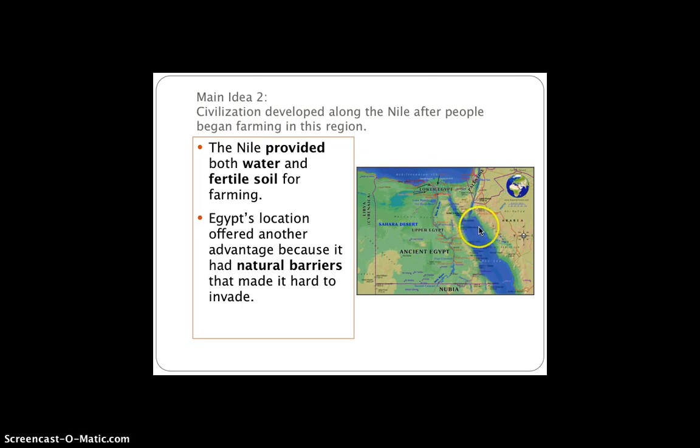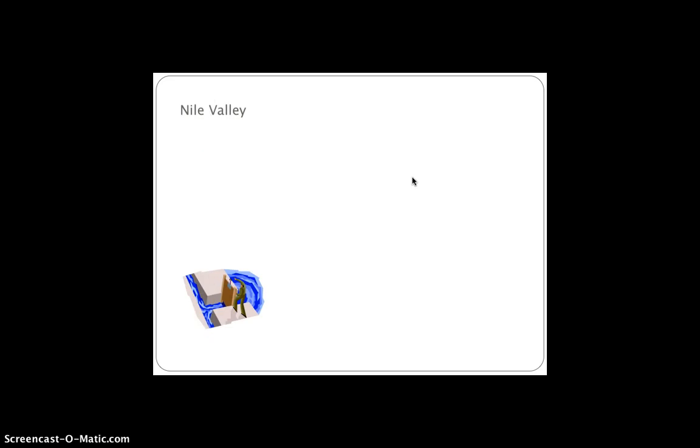Or you come down the Red Sea and you're still going to be doomed because either way, there's no protection on either side. So these are the natural barriers it's referring to: the Sahara Desert, the Nile River, the Red Sea, and the Mediterranean Sea. Although over time, these natural barriers would be used for trading and other ways that we'll talk about later on in our year.